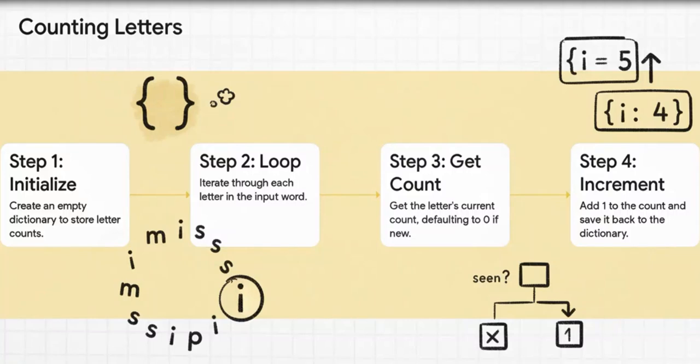Then, we'll go through the word Mississippi one letter at a time. For each letter, we'll ask our dictionary, have we seen this letter before? If yes, we grab its current count, add one, and save it back. If it's a brand new letter, we just add it to our dictionary and set its count to 1. That's the whole plan.